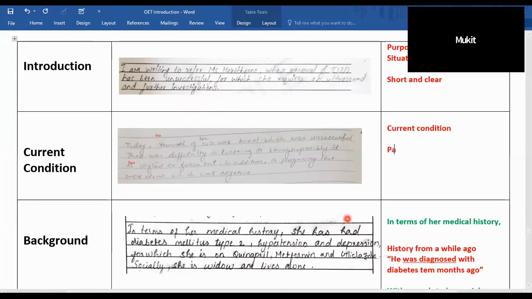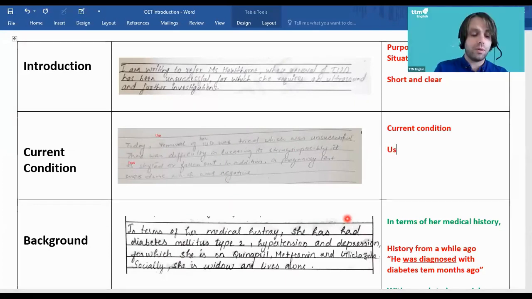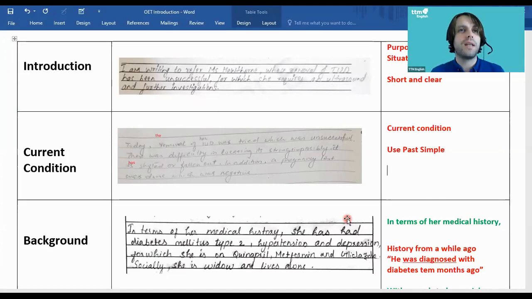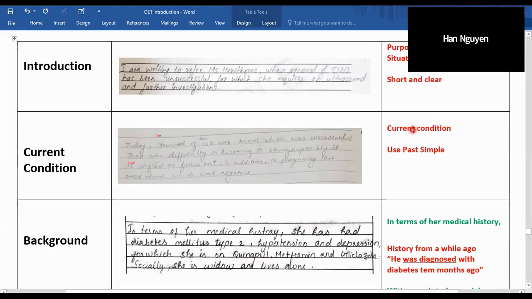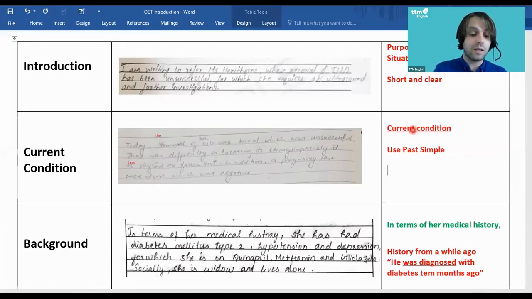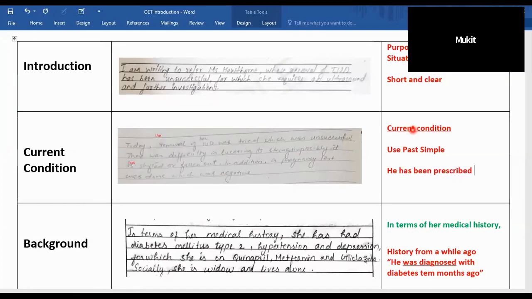No. So it's past simple, right? So use past simple. But when do we not use past simple? There might be some situation where we might want to use the present tense. It's the current condition, isn't it? It's current. Perfect. You can use present perfect sometimes in a current condition paragraph. Give me an example. He has been prescribed analgesics.